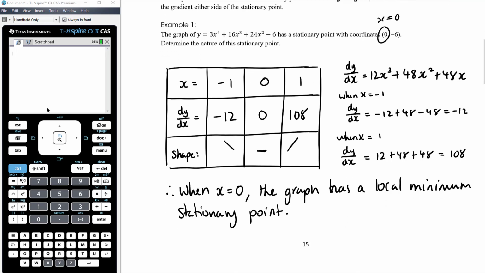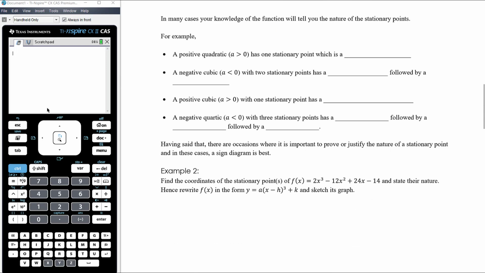Okay, so we use the sign diagram. It's really important that when you set up the sign diagram, you actually have to calculate these numbers. It's not sufficient to just say this is negative and this is positive. We need evidence of that to justify that you know that this is actually a local minimum or a local maximum. All right, let's have a look at some other examples.